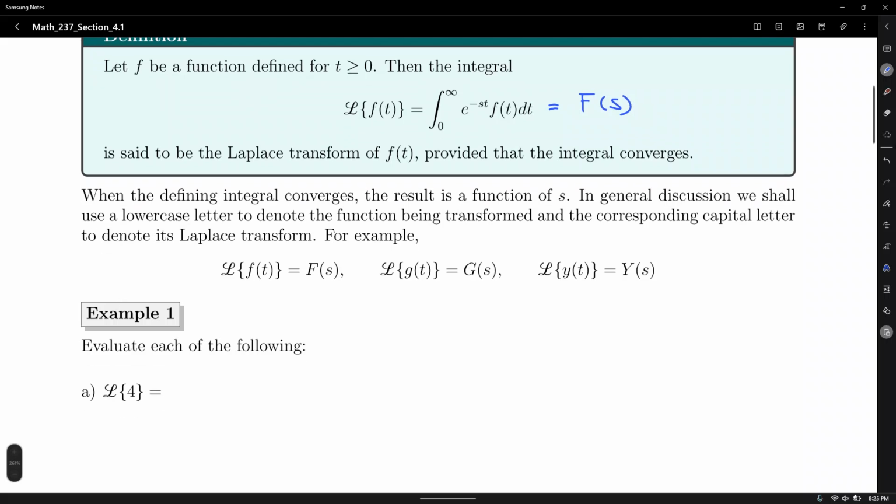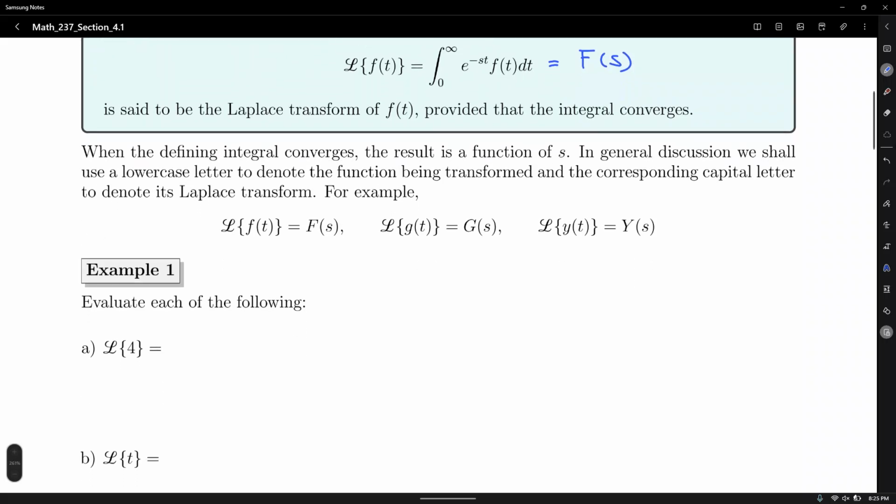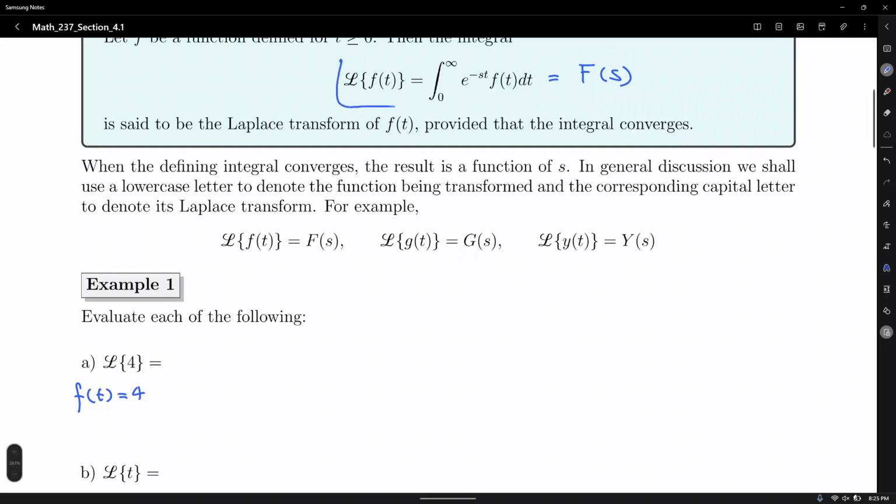Let's find the Laplace transform of an integer or any number, not just an integer, any number. But I chose the number 4 to find its Laplace transform. In this case, the function to be transformed is f of t equals 4, which, using the definition of the Laplace transform, will be the integral from 0 to infinity of e to the negative st times 4 dt. This 4 is just a multiple constant here.